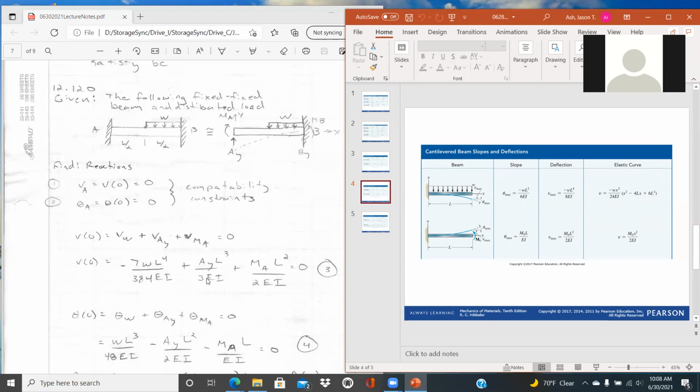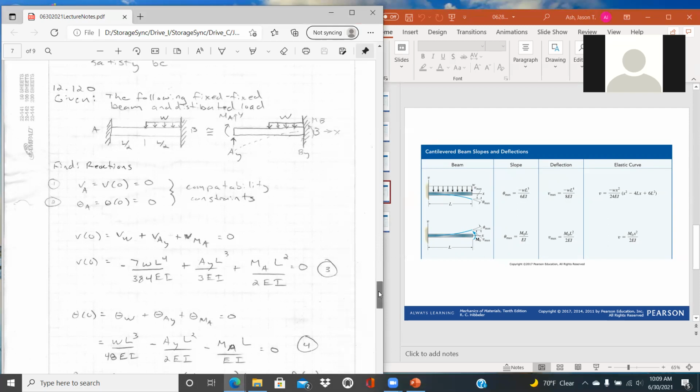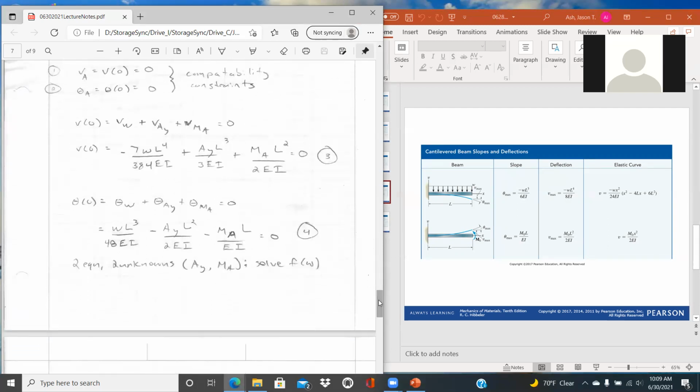And so that defines then our superposition combination of all loadings. And really what we're trying to do is to solve for AY, MA, BY, MB, all as a function of, say, the W distributed load and the length and the E and the I. And so this is getting us to that point. And so right now we have one equation and 2 unknowns, AY and MA. And so now let's look at the slope.